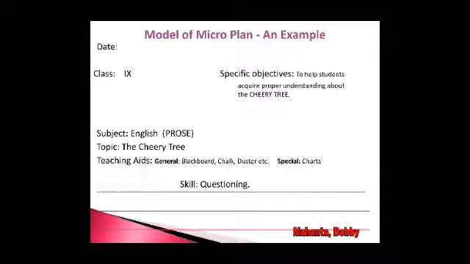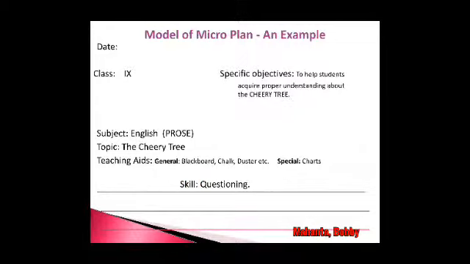And the teaching aids, the general teaching aid is the blackboard or the whiteboard, marker or chalk, then duster. That's the general teaching aid you have. And the specific could be the word chart or the chart, the model or anything. And what skill you are focusing, that is the skill of questioning.